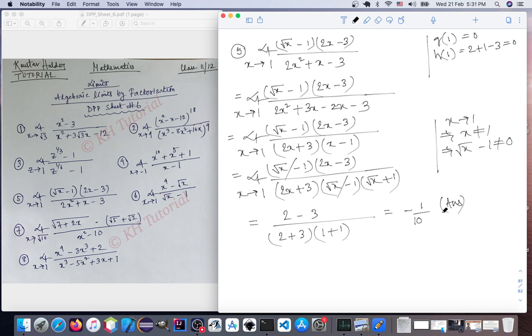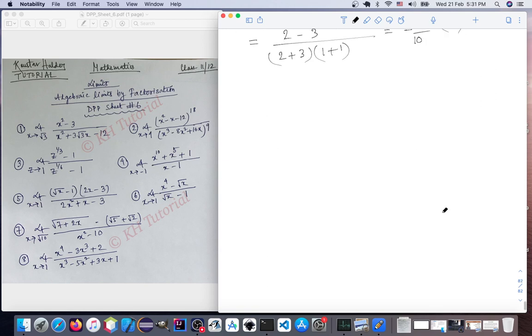Okay, let's see the next problem. Problem number 6. It says limit x tending to 1 of x to the power 4 minus root x over x minus 1. So clearly if we put 1, we are getting both numerator and denominator to be 0. So definitely root x minus 1 should be a factor of the numerator. So let's see.